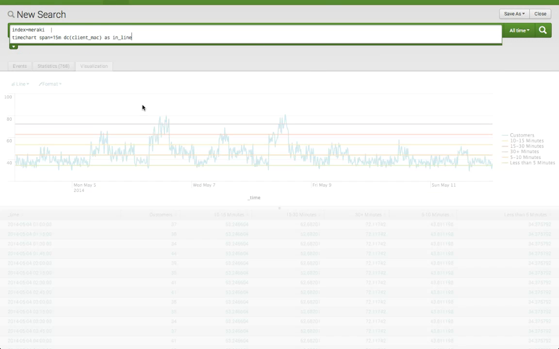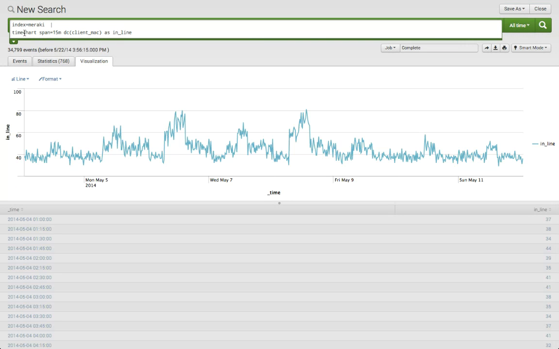The first thing that I did was group the data into 15-minute chunks using the timechart command. So that's all that does, is just group events into 15-minute chunks. In this case, you could do 10, 100, 1-minute chunks if you thought that was useful, however you would like to do it. And then count the number of distinct client MAC IPs that you see at that time.